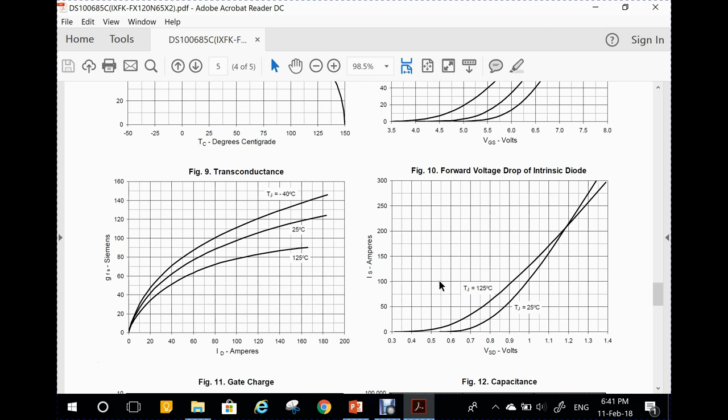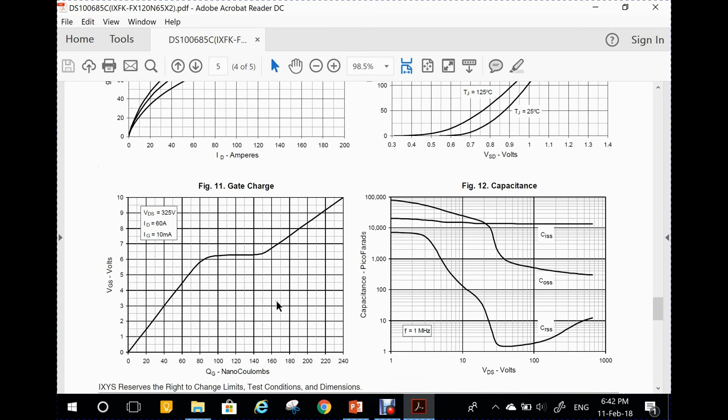And then we have the curve for the intrinsic diode, and this is voltage and this is current. It's a typical diode plot. This is for two temperatures, 25 and 125. And as we have seen, for say 120 amp, we are talking about one volt, a little bit more, which is low, and this is the cause of all the problems I've mentioned, that you have a rather low voltage on the diode, so therefore you cannot put a fast high voltage diode across it or in parallel to it.